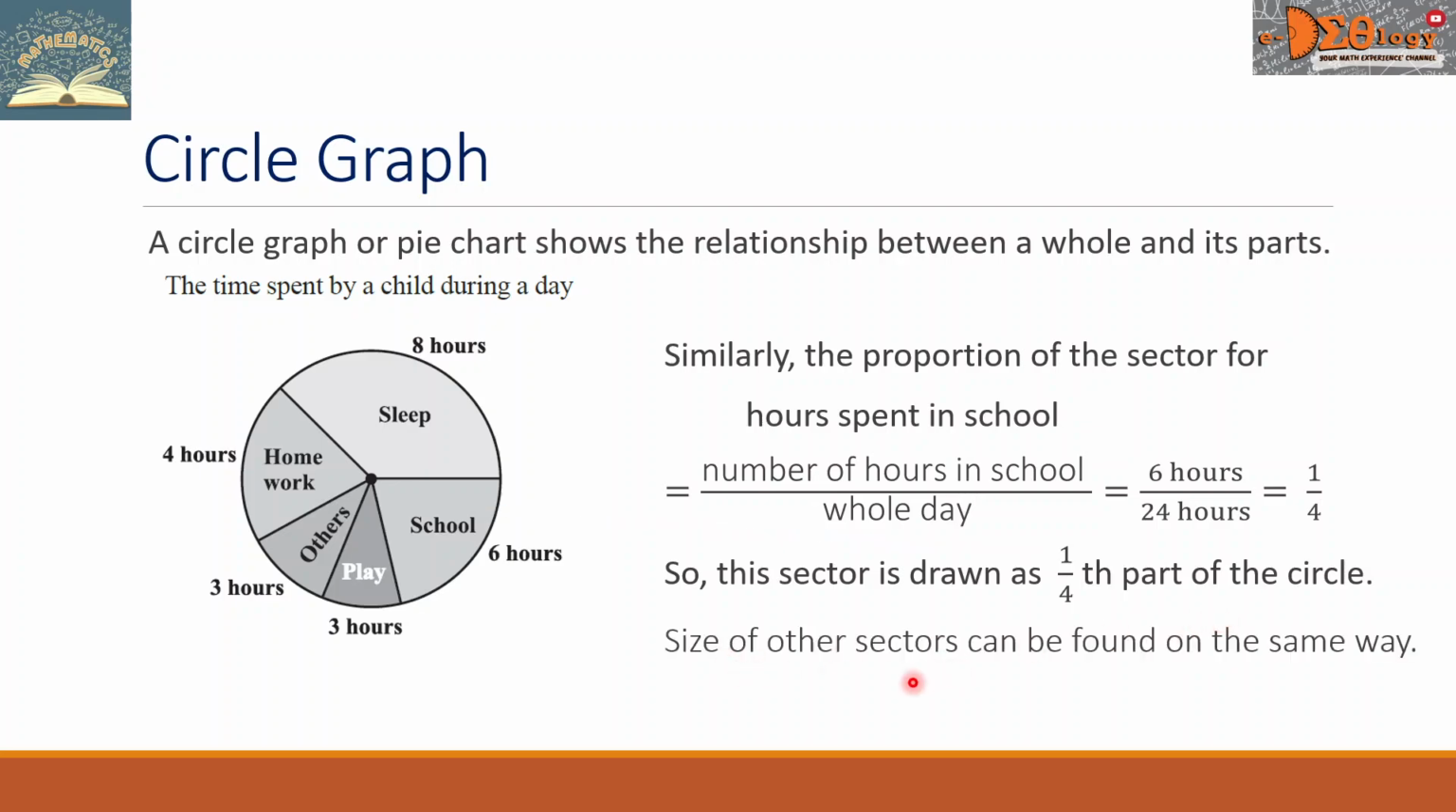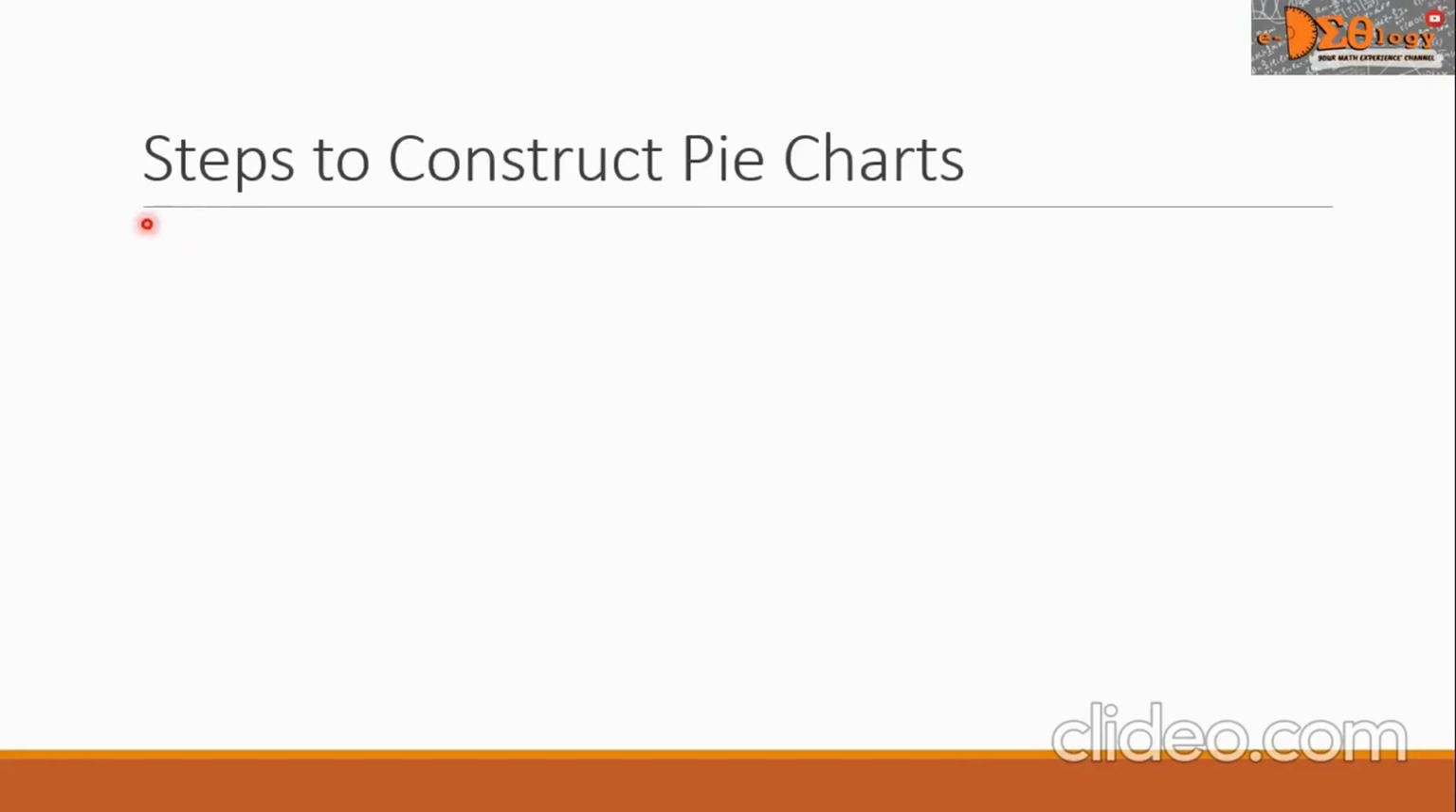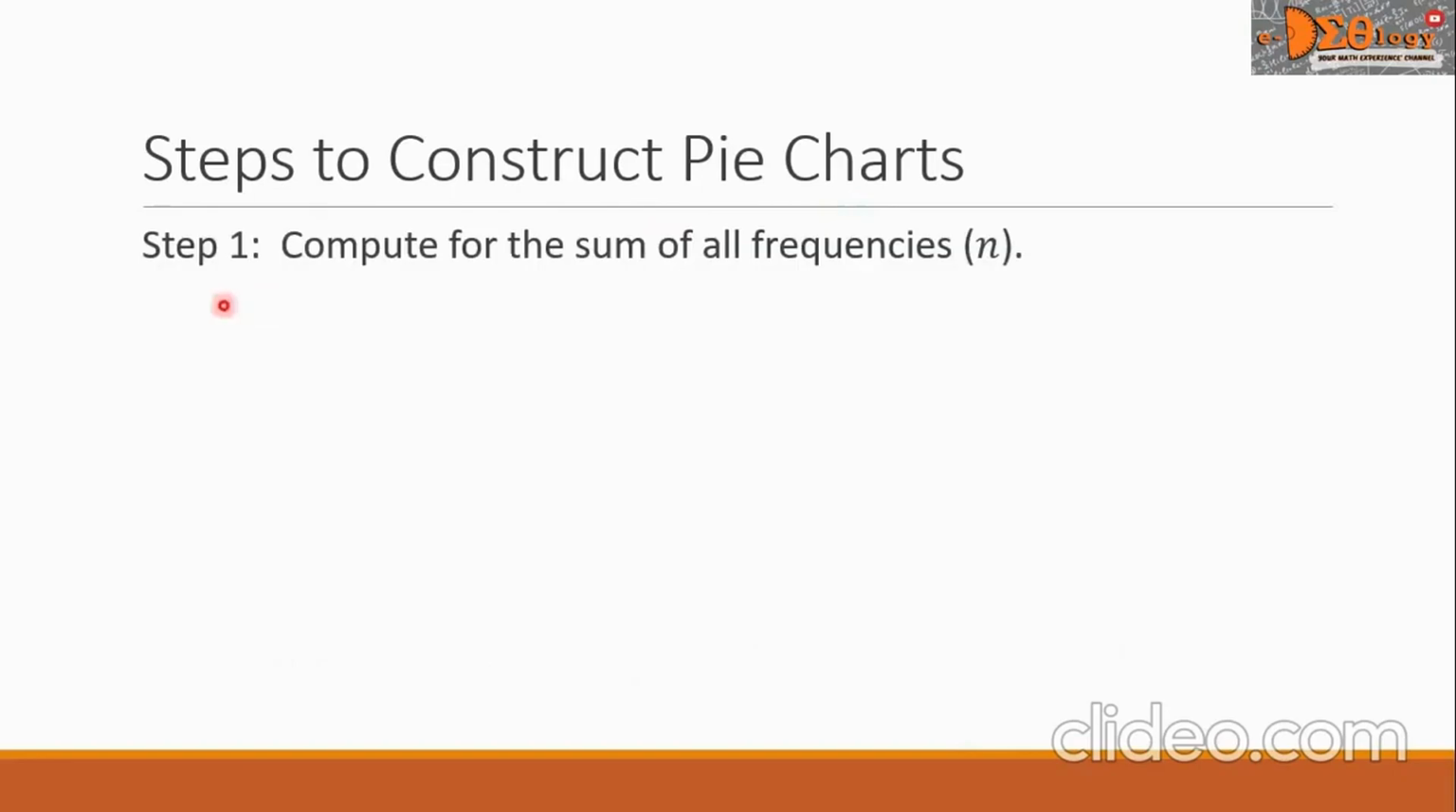Size of other sectors can be found in the same way. Note that if we sum up all fractions corresponding to the sectors, that is equal to 1. These are the steps to construct pie charts. Step 1. Compute for the sum of all frequencies, denoted by n.